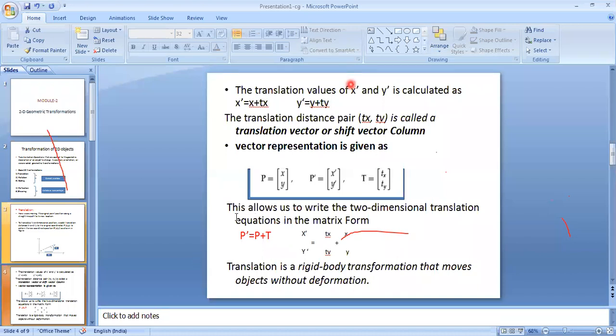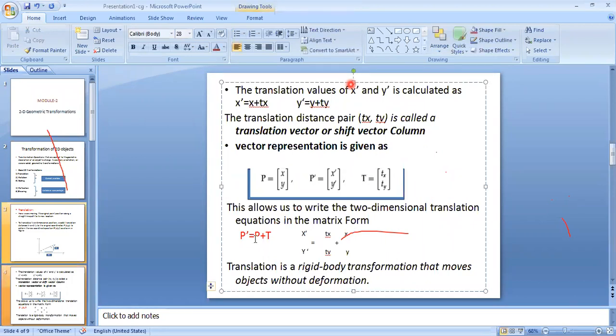So this allows us to write the two-dimensional translation equation in matrix form, that is this: the new P dash is equal to old P plus T. So P dash is equal to P plus T. That is this form. So x dash is equal to tx plus x, and y dash is equal to ty plus y. That is how I can translate a point from one position to another position along a straight line. Keep this in mind.